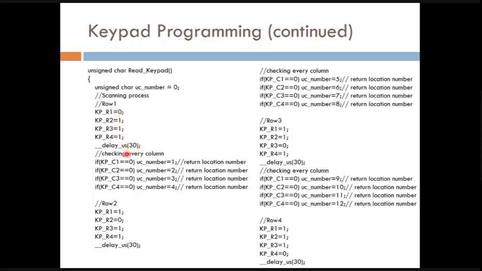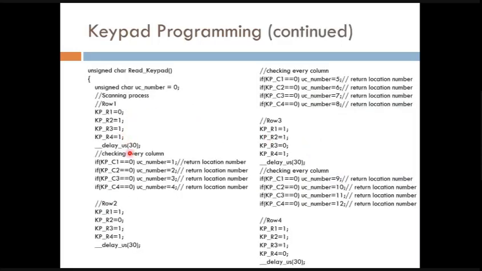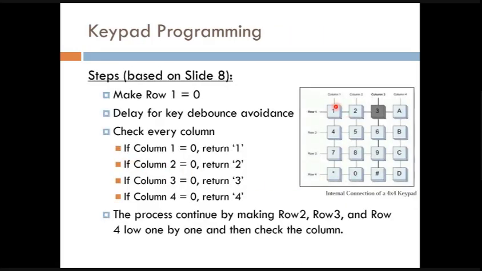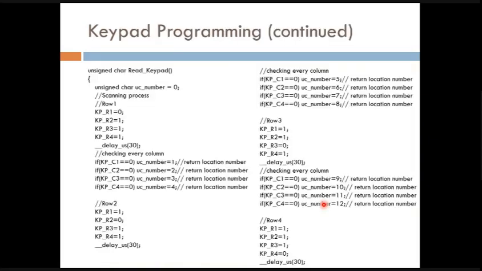Wait for 30 microseconds. So you can see here a delay, and then you check every respective column connected to this row. We have column 1, column 2, column 3, and column 4. You check using an if statement. This one, double equal to, if KP C1, this one, keypad for C1. This one is just a name.